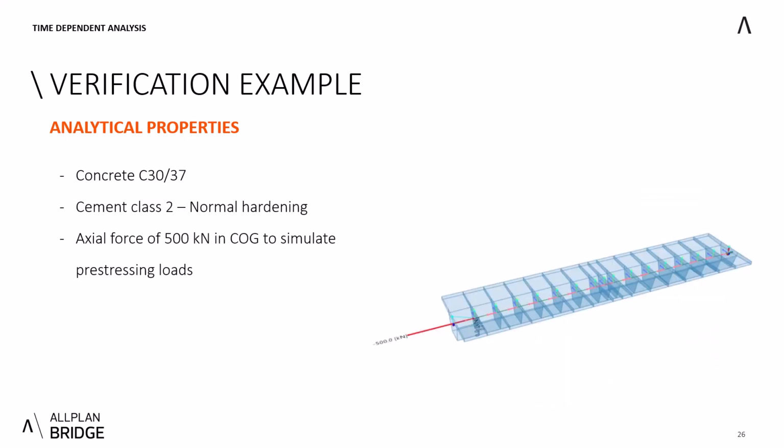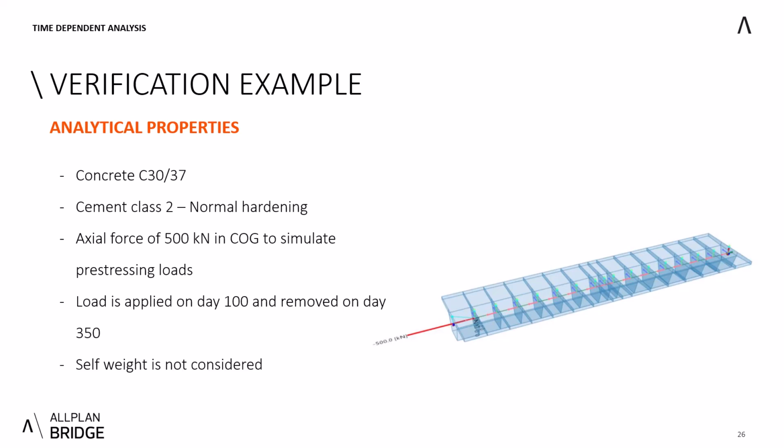Hardening. And we didn't input any actual tendons, but we simulate pre-stressing loads by applying an actual force of 500 kilonewtons in the COG. To also get some kind of creep effects, because we didn't consider the self-weight, we apply the load on day 100 and remove it on day 350.